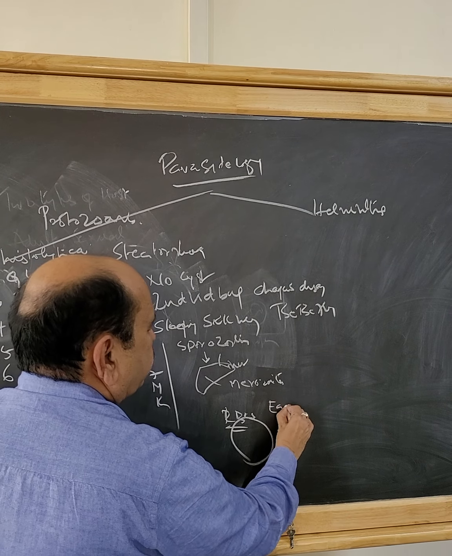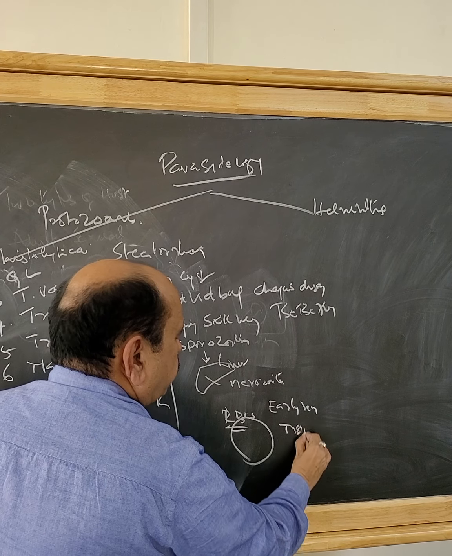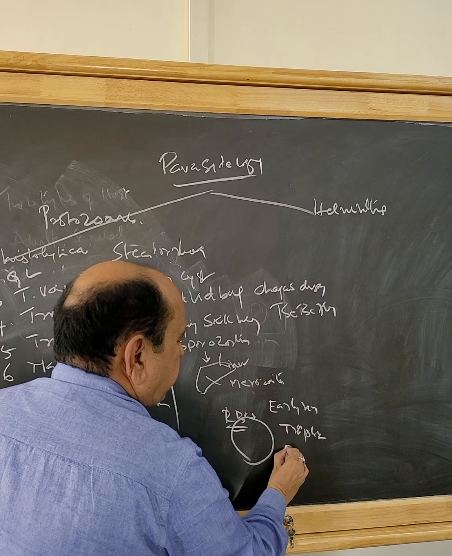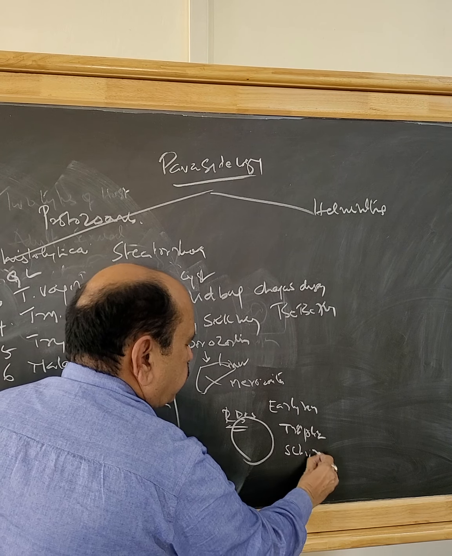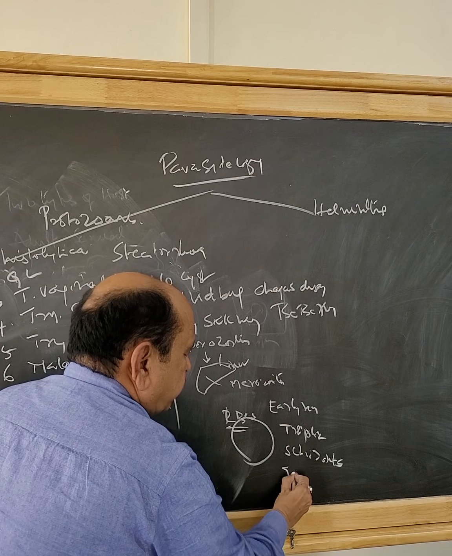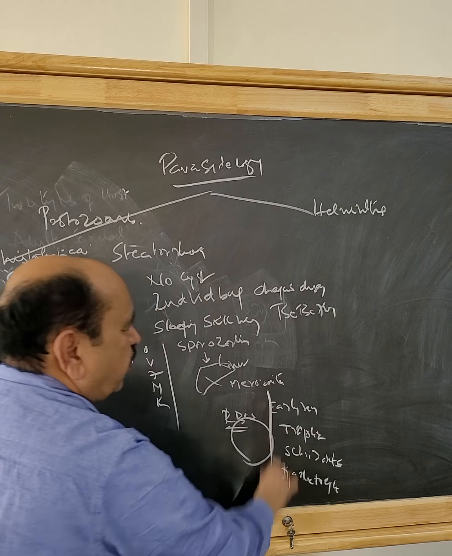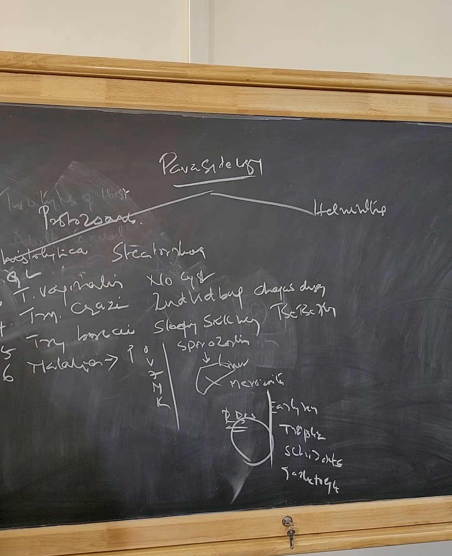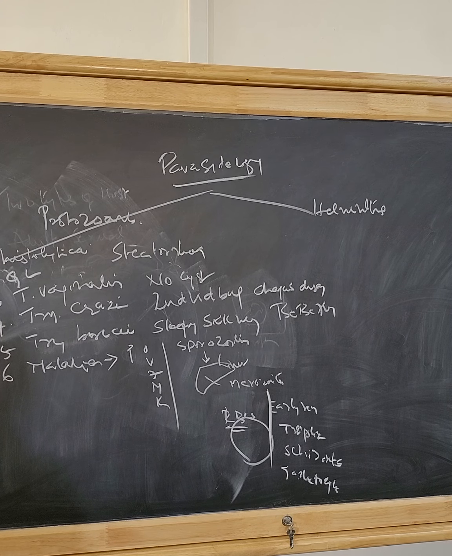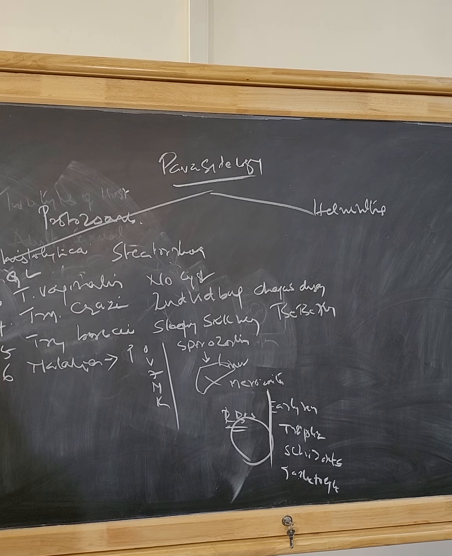So early ring stage, trophozoites, schizonts, and gametocytes: all these forms are seen in RBCs. Early ring forms, trophozoites, schizonts or schizont. You heard of a disease called schizophrenia?